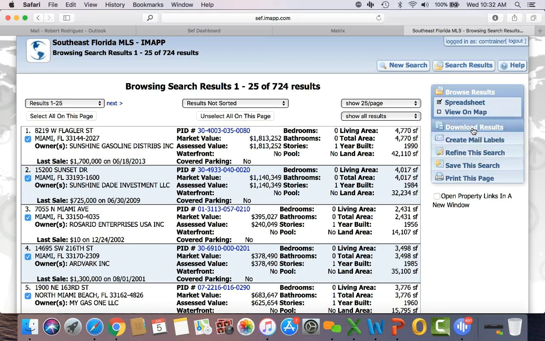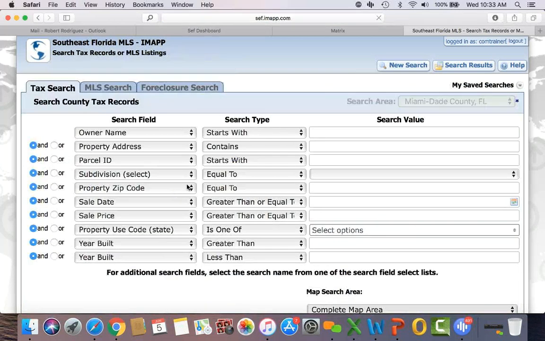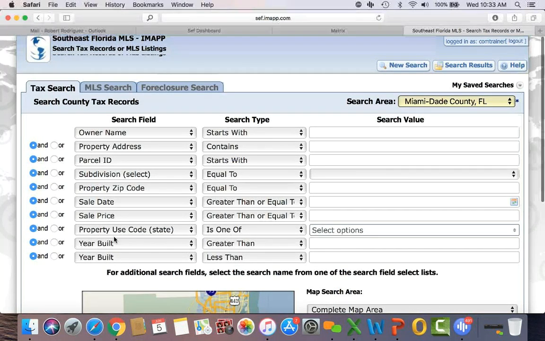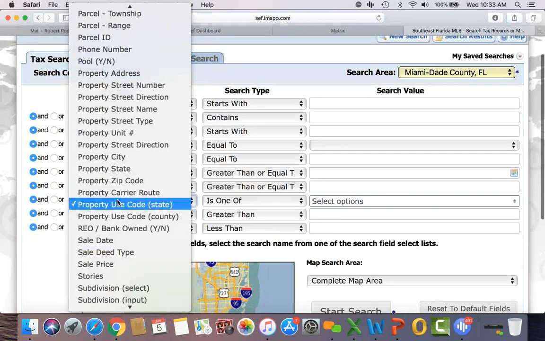724, once again, you want to create labels or download your results to a spreadsheet. So now, if you are a commercial realtor focusing and specializing on gas stations, now you have a list of all the gas stations in all of Miami-Dade County. All right. Another one of my favorites that people use in Miami-Dade County for commercial would be zoning.